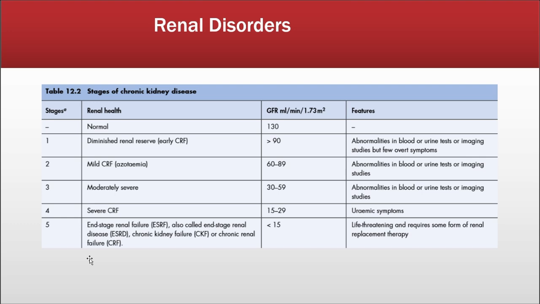Diminished renal reserve or diminished renal function, we call that when it's between 90 and 129. Between 60 to 89, mild renal disease. Between 30 to 59, moderately severe. Between 15 to 29, severe. And in end stage, less than 15 milliliter per minute.